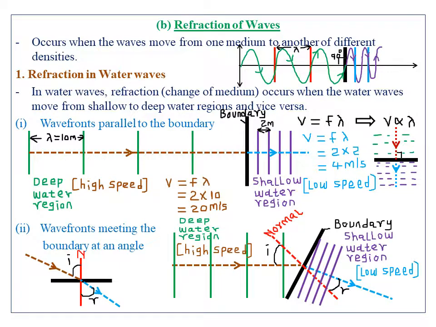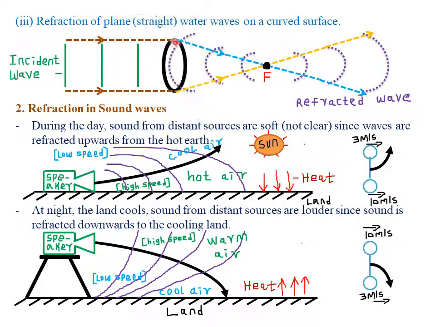Next, we look at refraction of plane or straight water waves on a curved surface. So remember, from waves 2 lesson 1, we did say that for the plane waves which are incident, they will always be reflected or refracted in such a way that the refracted wave will always take the shape of the refracting surface. And for this case, we are talking of a curved surface. So this particular curved surface is our refracting surface.